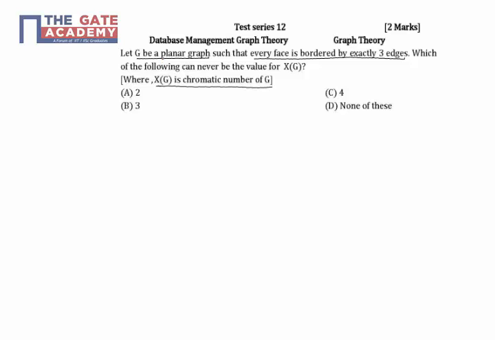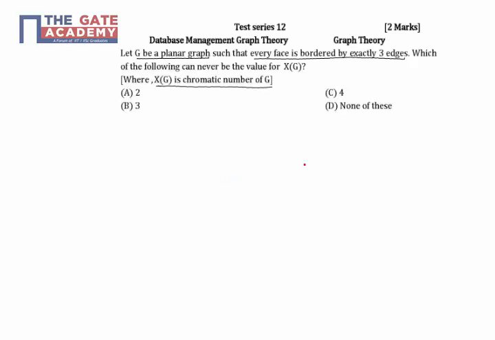Hello friends, this is a 2-mark question on DMGT and topic graph theory. The question reads as follows. Let G be a planar graph such that every face is bordered by exactly 3 edges. Then, which of the following can never be the value for χ(G), where χ(G) is the chromatic number of graph G.